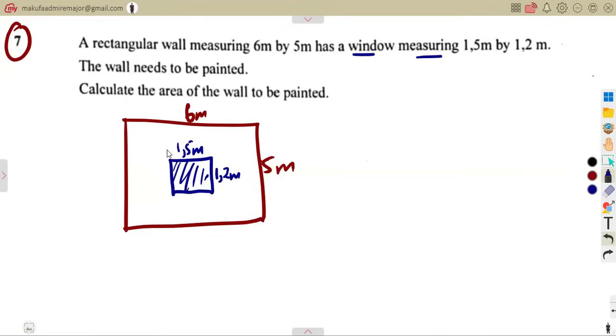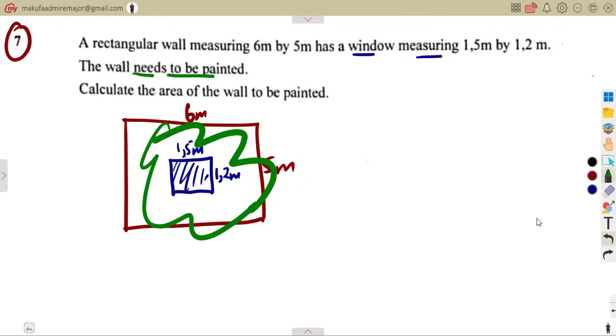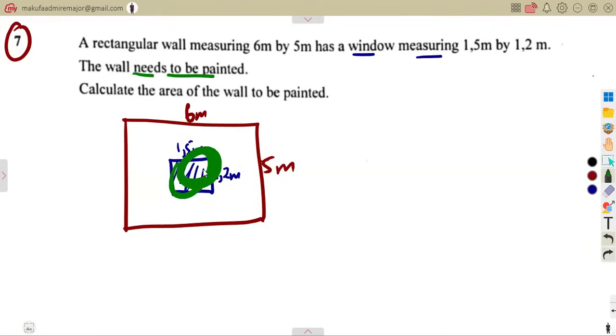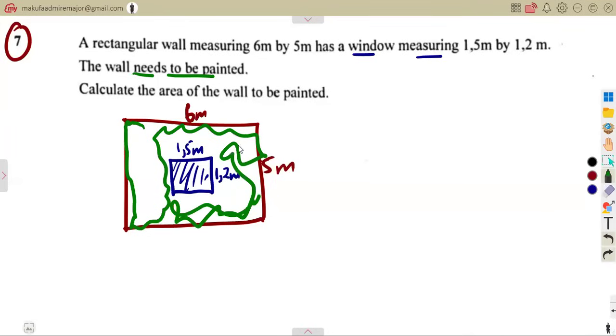So the question is, the wall needs to be painted. You need to paint the wall, not the window, but the wall. Calculate the area of the wall to be painted. Since there is a window here, we are going to remove that so that we remain with this section here. This is the section to be painted, all this part. We are not going to consider this part one, but the rest of the section is going to be considered.